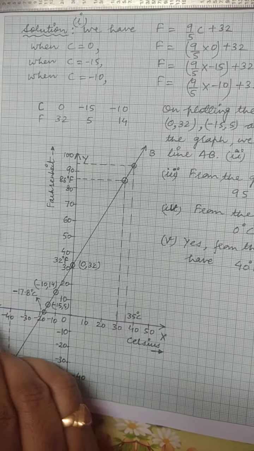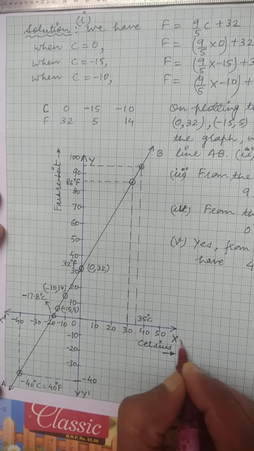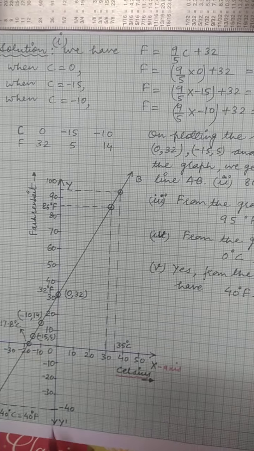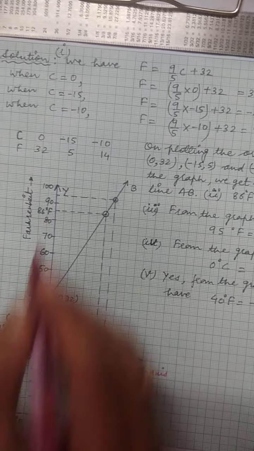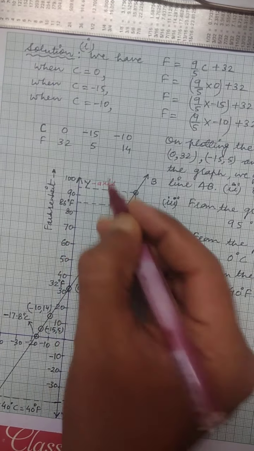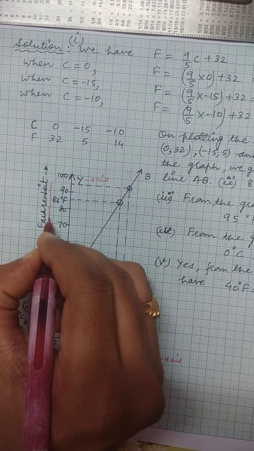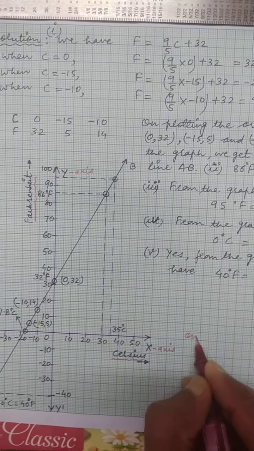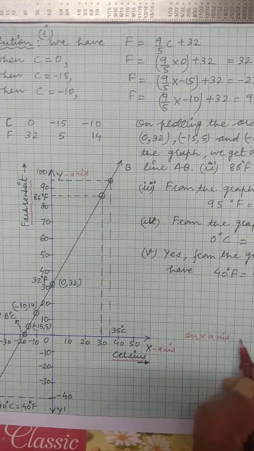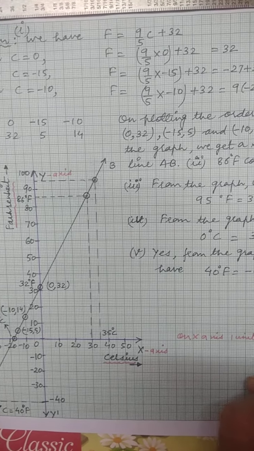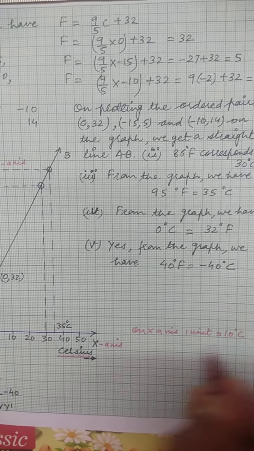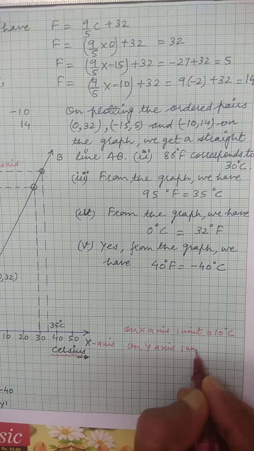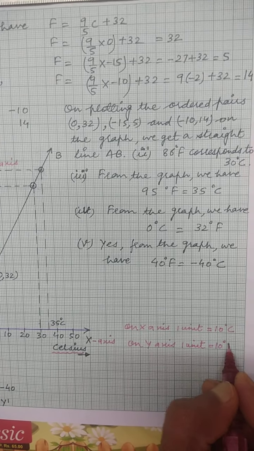So what we do, we take the horizontal axis, x-axis. This is your x-axis, and we have taken here Celsius. This is the vertical axis, y-axis. You can see this is your y-axis, and we have taken here Fahrenheit. Now here also the scale on x-axis: 1 unit is equal to 10 degrees Celsius on x-axis. On y-axis, 1 unit is equal to 10 degree Fahrenheit.